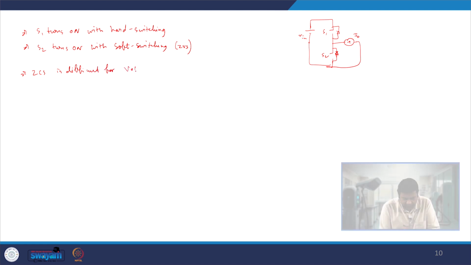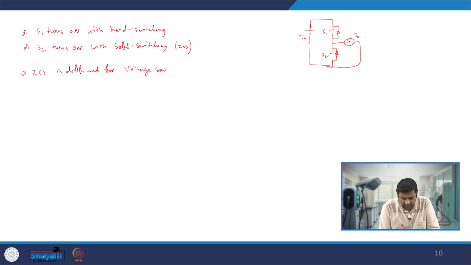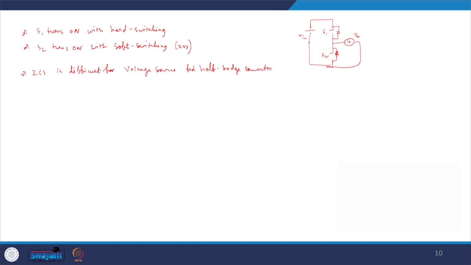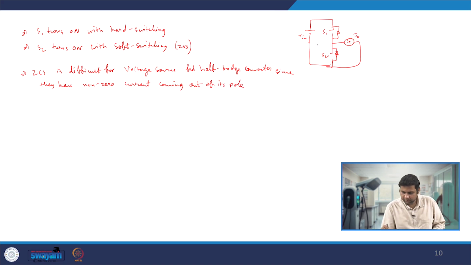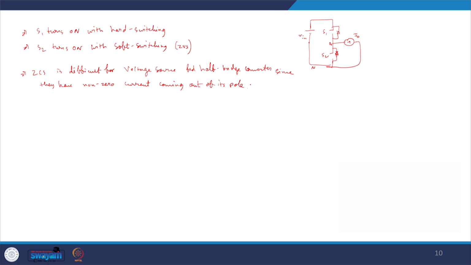for a voltage source fed half bridge converter, since they have non-zero current coming out of the pole, which is between A and N. So it becomes quite difficult.